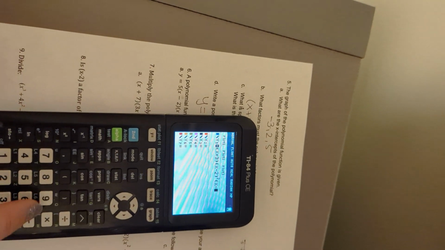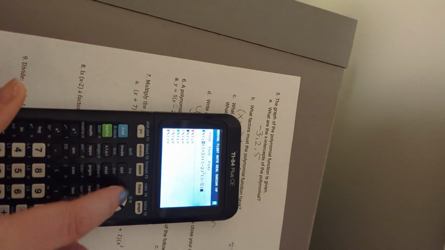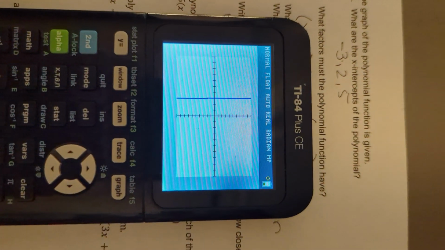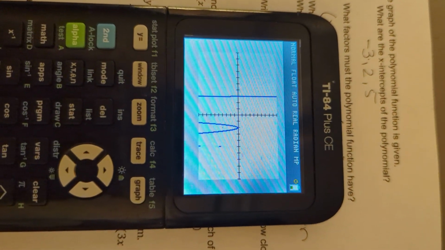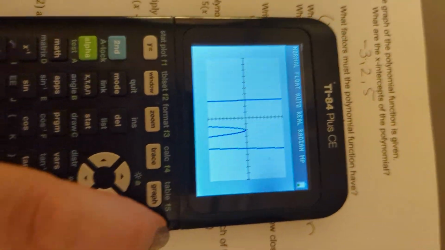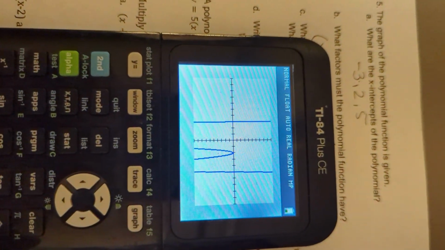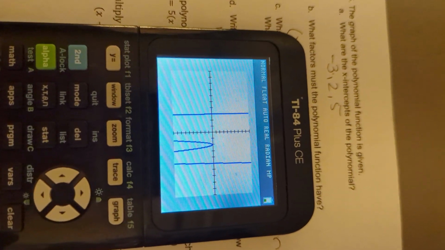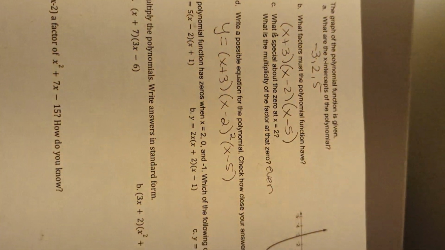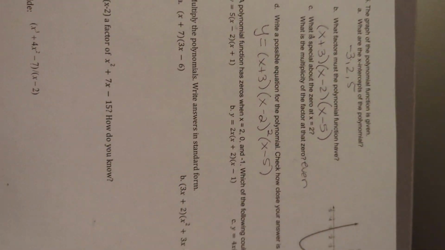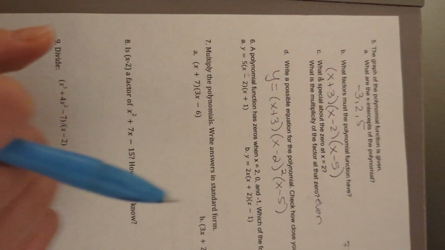And x minus 5. And I'm just going to put it in standard zoom. So it looks like our shape is similar, but we must have some kind of scale factor here, making it not quite as steep. Maybe it has a 1/2 or a 1/8 in front of it, but we got pretty close with our factors and our multiplicity. And that's how far you'd have to go on the final, is just something like this.